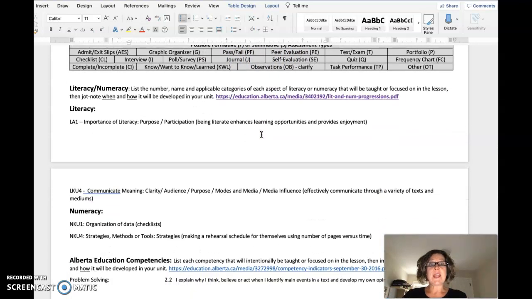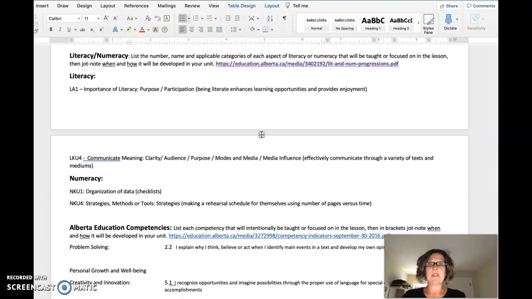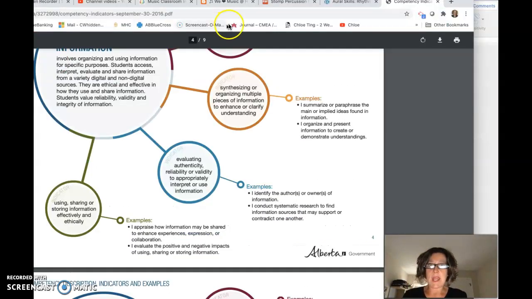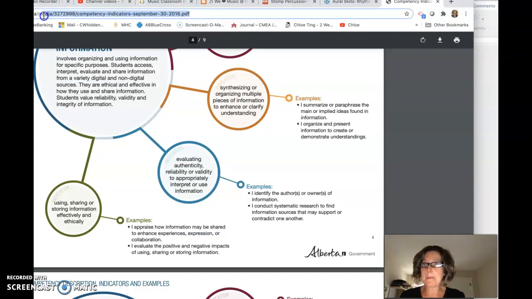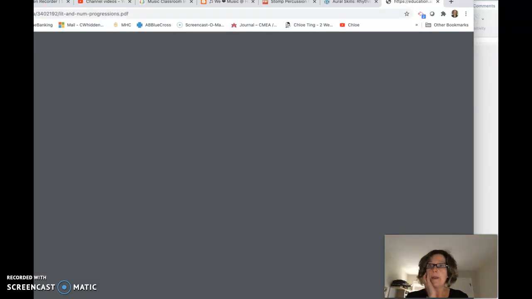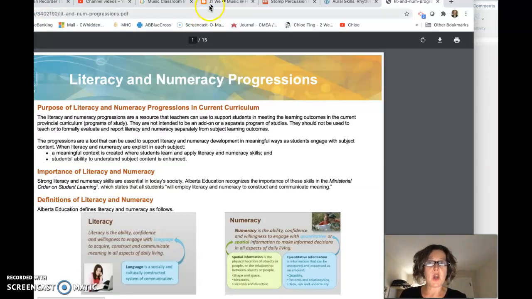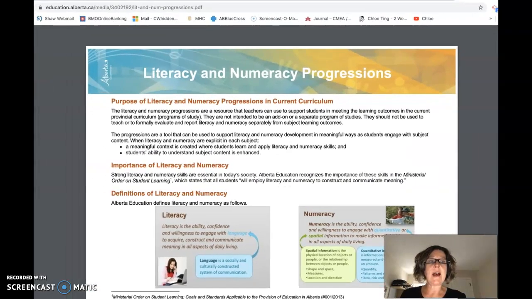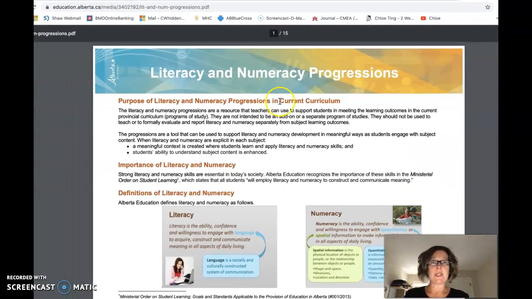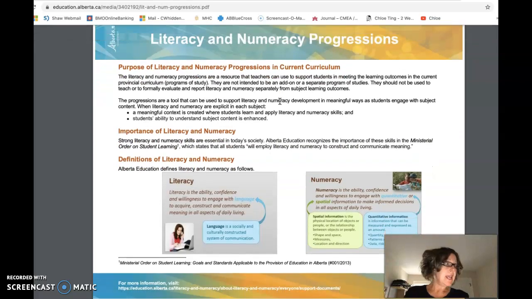Okay, so the other aspect of the unit plan is the literacy and numeracy competencies. So again, I'm just going to go here and show you, actually I can just cover this one up now. Again, I would stop and have a look at these literacy and numeracy competencies.